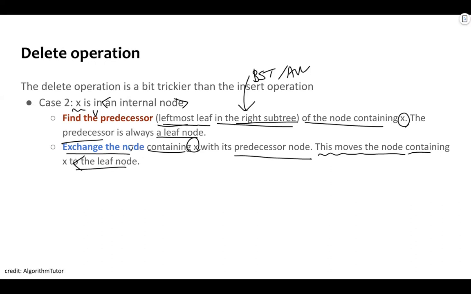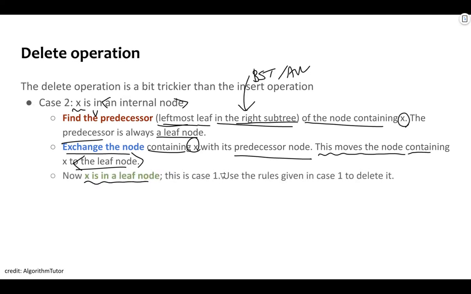And we saw how we can delete the leaf node in the previous slide. Now X is a leaf node. This is the case 1. And we're going to use the rules given in the case 1 to delete it. So in summary, we are reducing the case 2 into case 1 by replacing the item that we want to delete with the leftmost leaf in the right subtree, and it's going to become case 1.